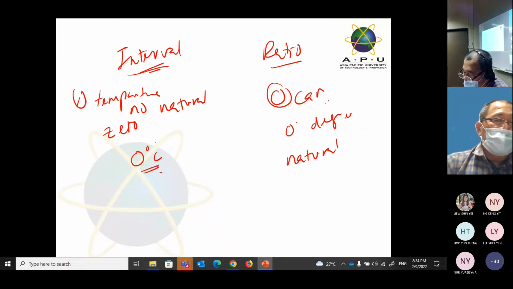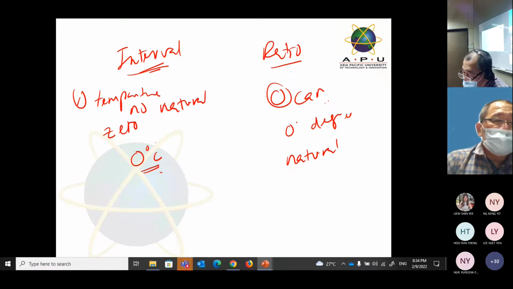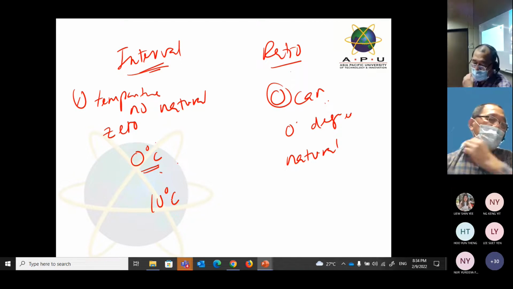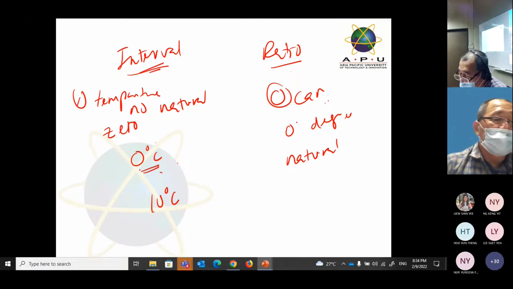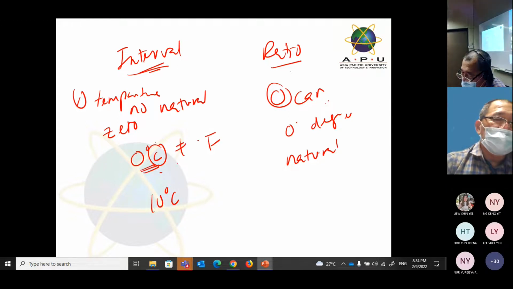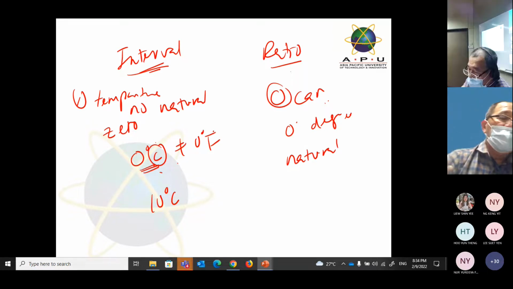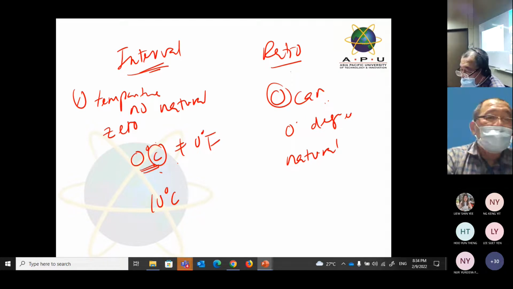But this 0 is not natural. You can also use a different meaning. You can also use, let's say, 10 degrees Celsius to represent a certain level of the temperature. Because whether you use Celsius or F, they carry different meanings. 0 degrees Celsius is not equivalent to 0 in Fahrenheit. It's a different thing. So 0 is not natural.